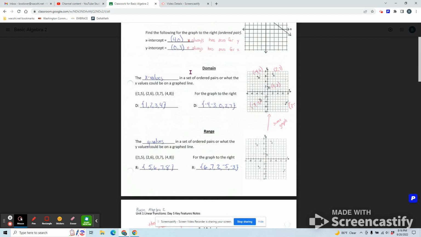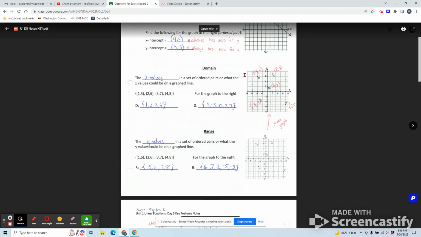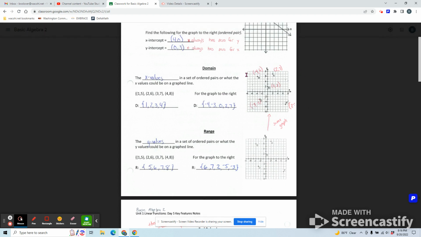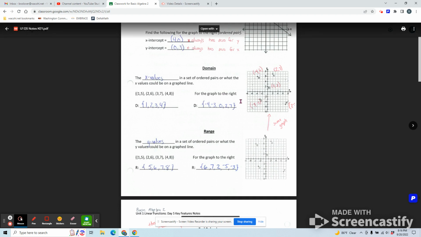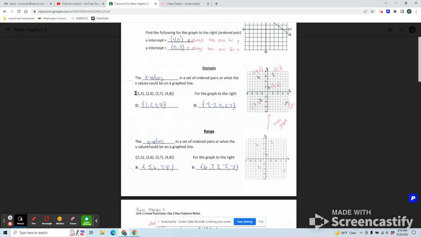The next term that we need to know is our domain. The domain is the x values in a set of ordered pairs, or what the x values could be on a graphed line. So we're going to start with the basic of ordered pairs so we have an understanding of what the domain is. The first one is I'm going to look at this set of ordered pairs, and I'm just going to list my domain. I'm going to list my x values. So 1, 2, 3, and 4.